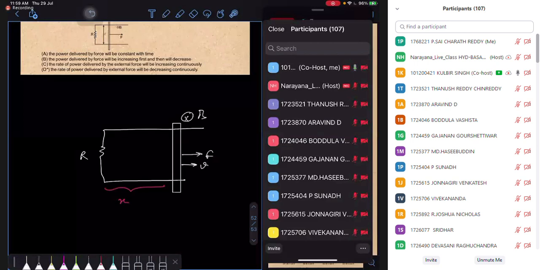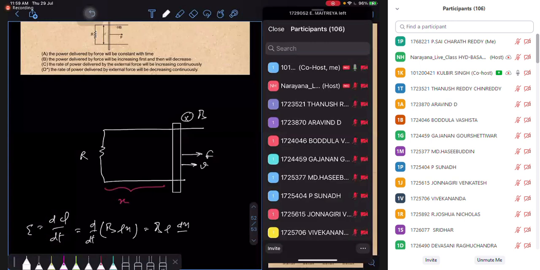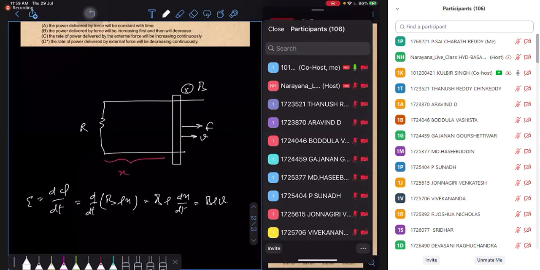So there are two ways you can find the value of EMF. One from d phi by dt. So EMF is d phi by dt. Flux here is B into area. dx by dt is the velocity. So I can find this is the EMF. Second, I can also find the EMF from our motional EMF.